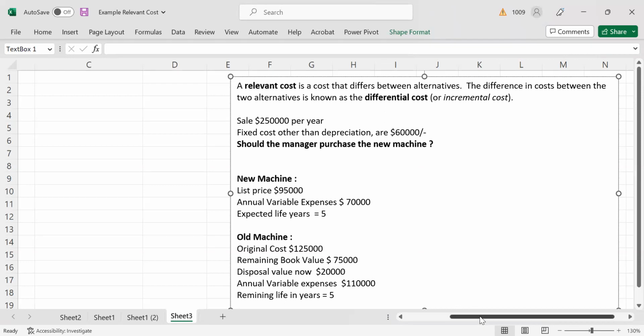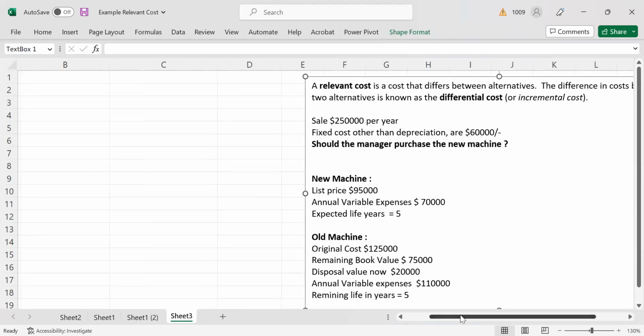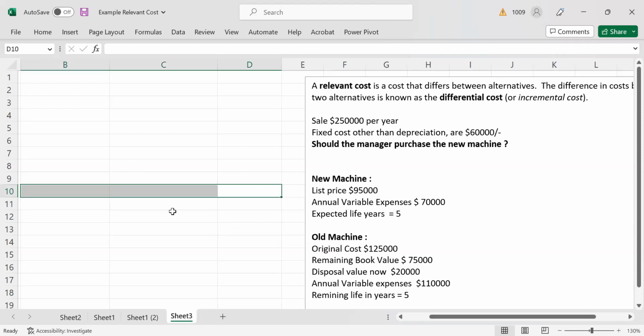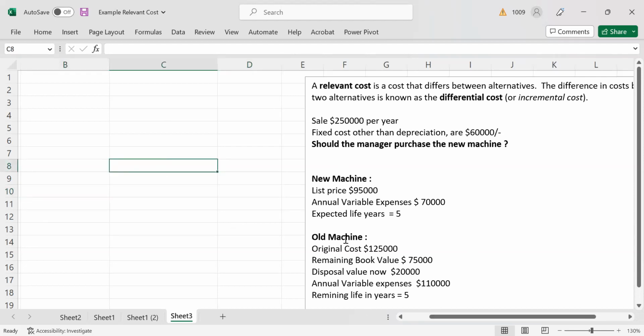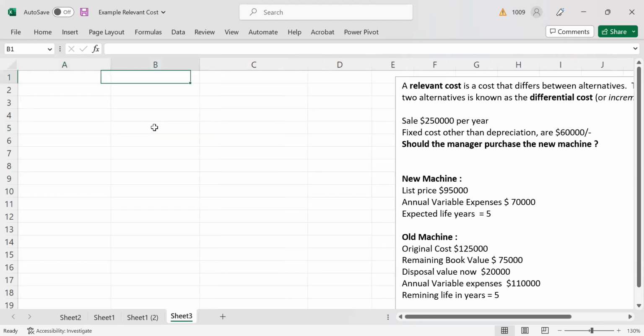Now I'm just going to make one analysis. Suppose a manager wants to make an incorrect analysis, so how would he see this? He will check the value of the old machine. Let's say the value of the old machine, if I write it here, is 75,000. Now, what we recover is the disposal value.